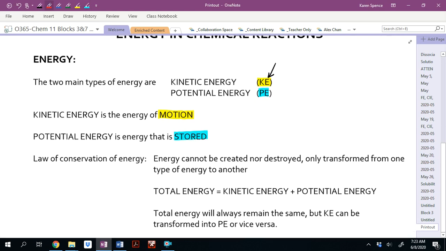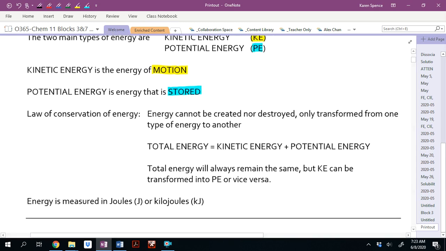We also have the law of conservation of energy, which you're probably familiar with, and that is that energy cannot be created nor destroyed, but it can be transformed from one type of energy into another. So what this results in is that the total energy is going to equal all of the kinetic energy, all of the energy of motion, plus the potential energy, all of the energy that is stored. And you can transform some of the potential energy into kinetic energy and vice versa, but the total energy will always remain the same.